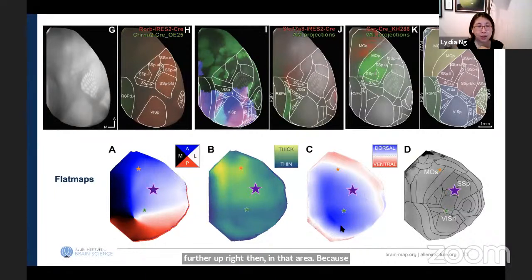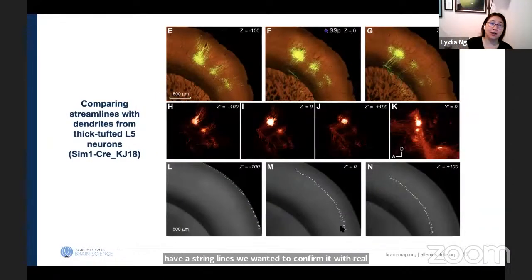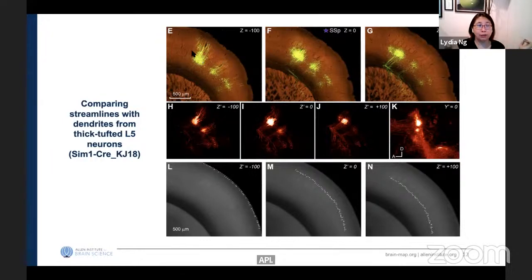Because once we have these streamlines, we wanted to confirm it with real data. So again, in our projection data sets, we had information about these thick-tufted layer 5 neurons from our Sim1-Cre and KJ18-Cre lines. Here in this injection, you can see that while the injection was in this coronal plane, you don't see the apical dendrite. It's tilted forward, so you have to go back anteriorly to actually see the apical dendrite, and then you have to go posteriorly to see its connection to the pia surface. So in a sagittal view of this data, you should see this lean, which we see here.